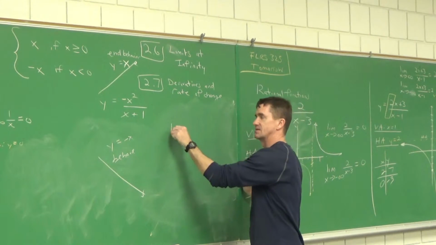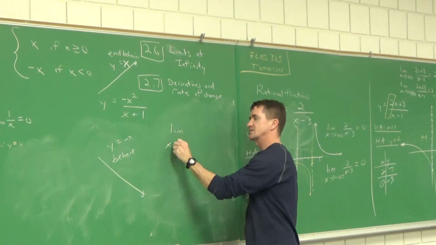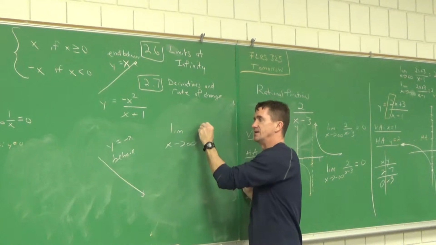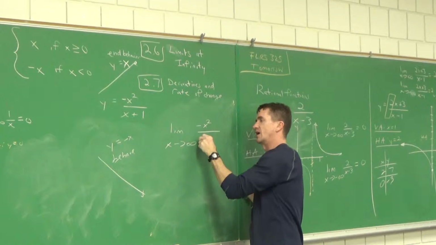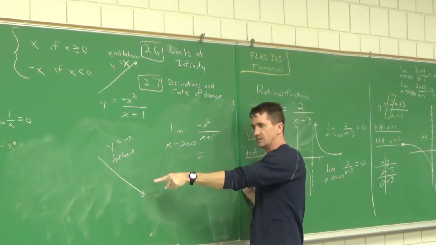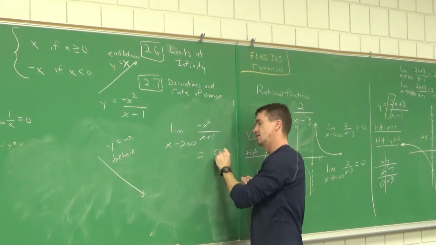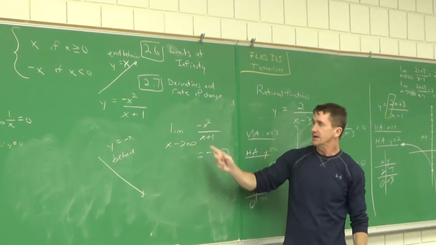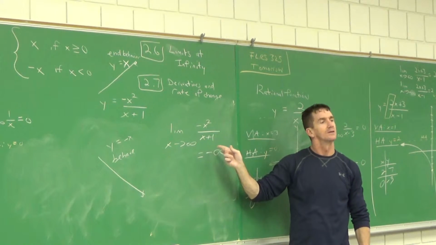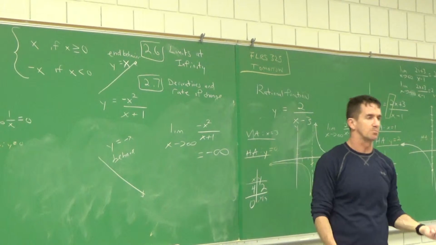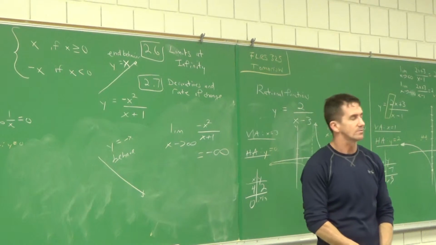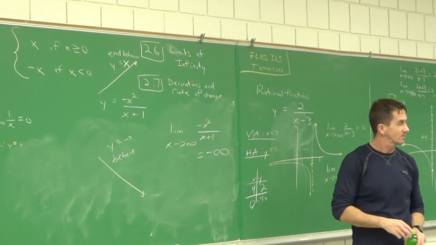True? So I'll write down the limit as x goes to infinity of negative x squared over x plus 1. Well then, it's got to behave just like this to find the actual limit: negative infinity. Hey, can you do this numerically? Remember, there are 3 ways to find limits: algebraically, numerically, and graphically. Can you find that numerically?